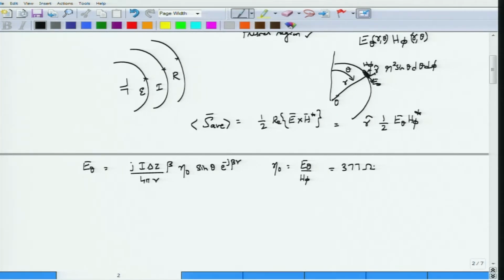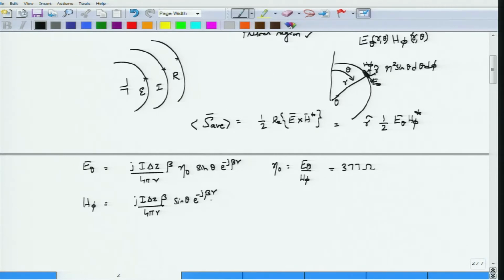We have, of course, assumed tacitly that the antenna is kept in air, and the medium surrounding the antenna is also air. If it is not, you just have to replace it with the corresponding impedance of the medium. And we have used η₀ here because E_θ can be related to H_φ. If you take E_θ and divide by the expression for H_φ, the result should be equal to η₀. So clearly H_φ must be equal to j I Δz β divided by 4πr, again with one sin θ e^(−jβr).